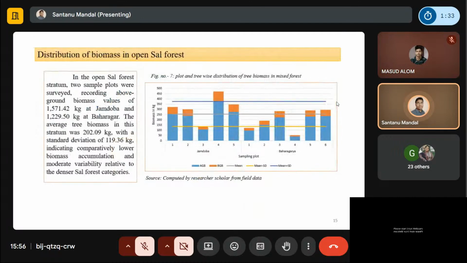This diagram shows the distribution of biomass in open sal forest, and only two plots were selected for biomass estimation: one is Jamdoba and the second is Bhagnagar. The average tree biomass in this data was 202.09 kg with a standard deviation of 119.36 kg, indicating comparatively lower biomass accumulation with moderate variability relative to the denser sal forest category.